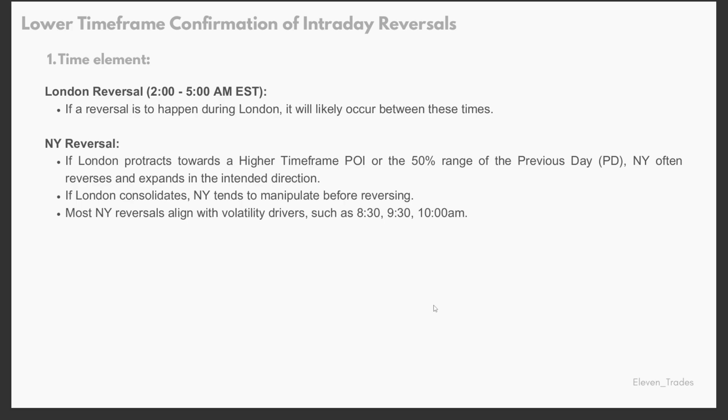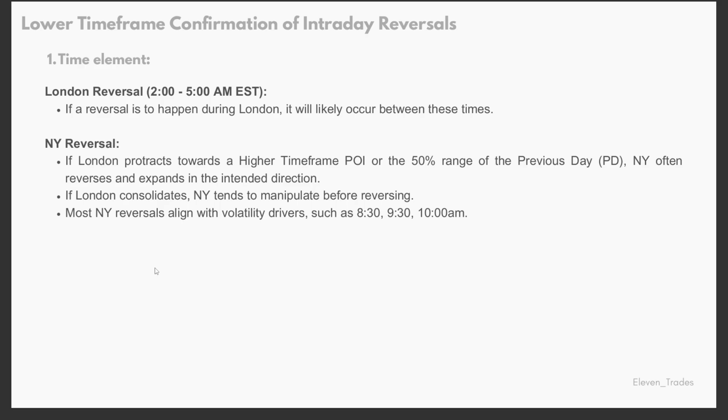So first we will add the time element. The time element will be the London reversal or the New York reversal. So the London reversals typically form from 2 a.m. Eastern Standard Time to 5 a.m. Eastern Standard Time.